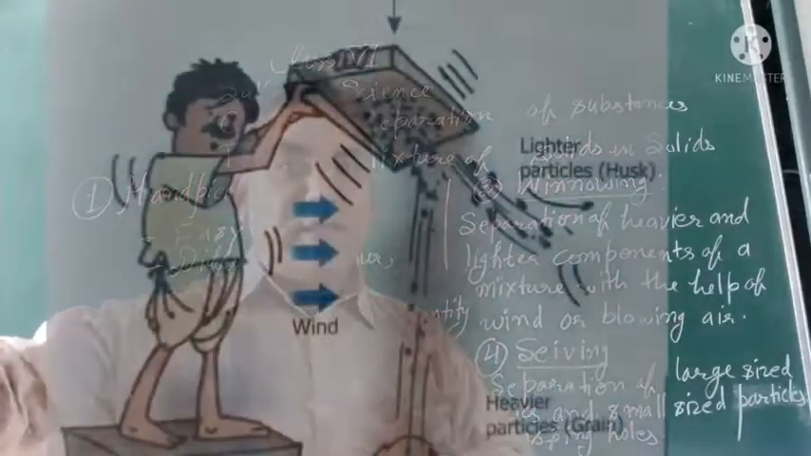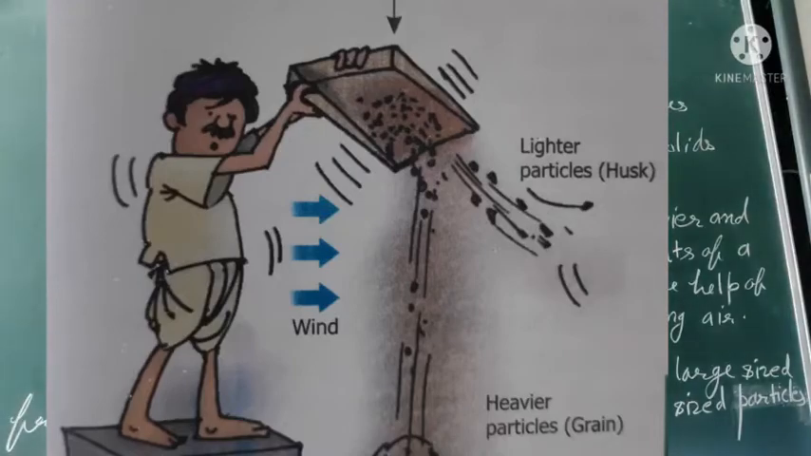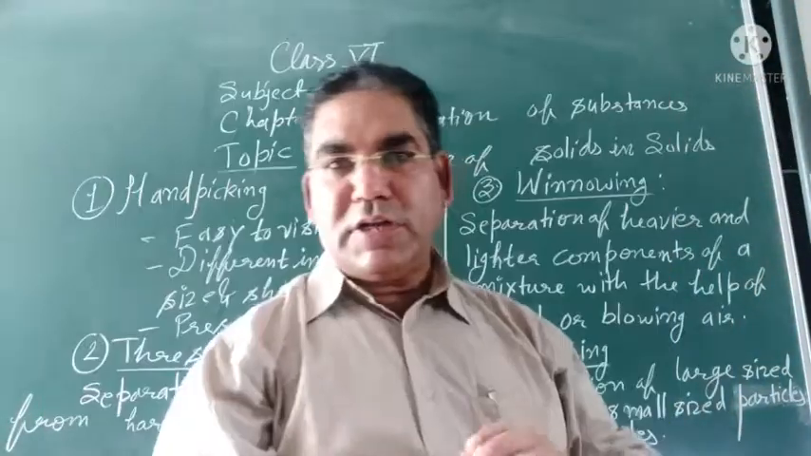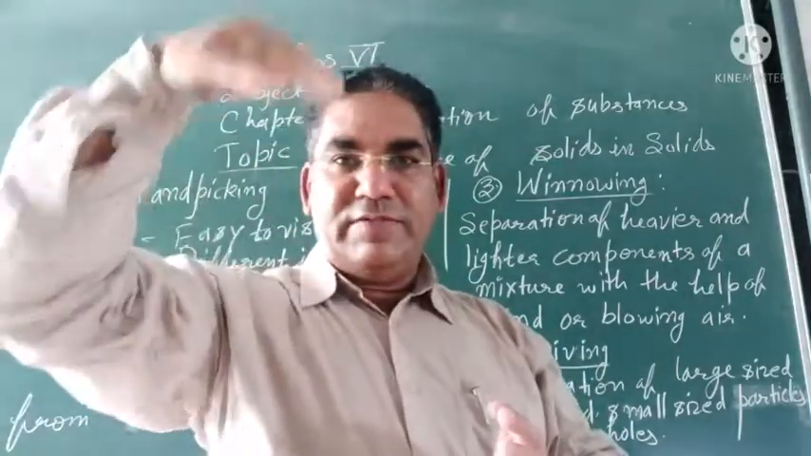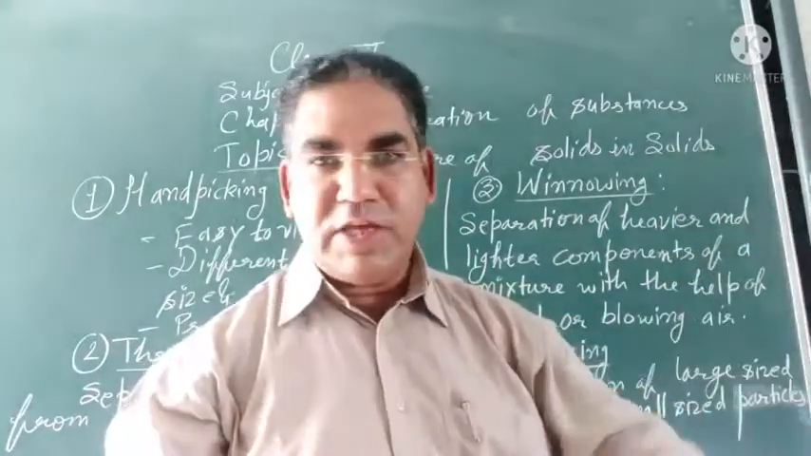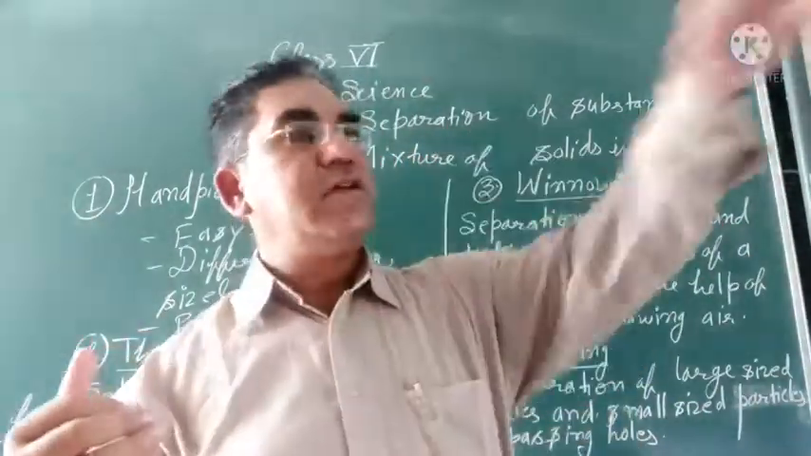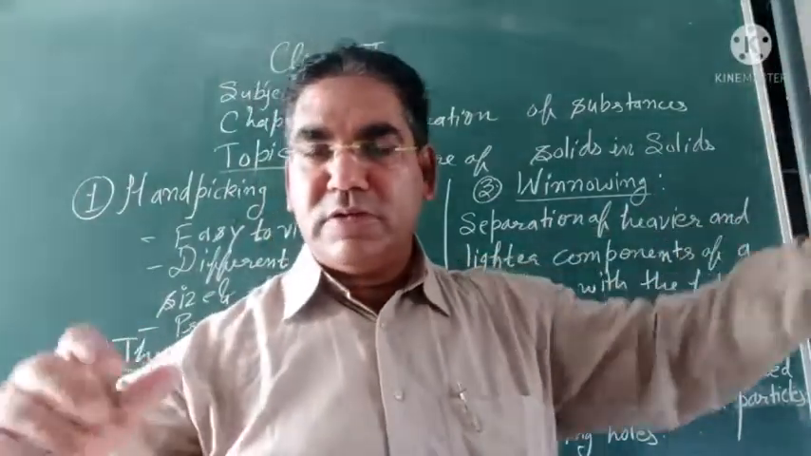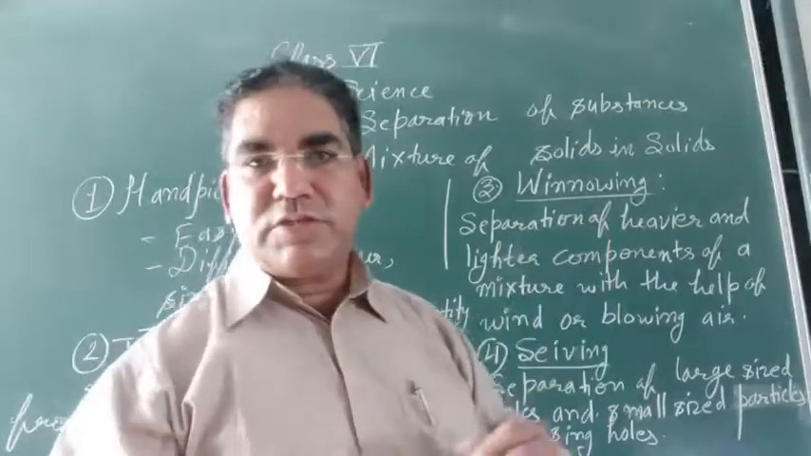हवा चलाएंगे या एयर के साथ में ऊपर से, we allow it to fall down from a height as you are looking in the diagram. So, as we put it here, the food grains which are heavier in weight fall down here and make a heap over here, and the husk which is lighter in weight will collect separately. In this method, the winnowing is used.